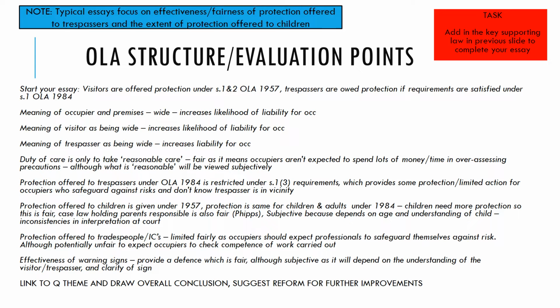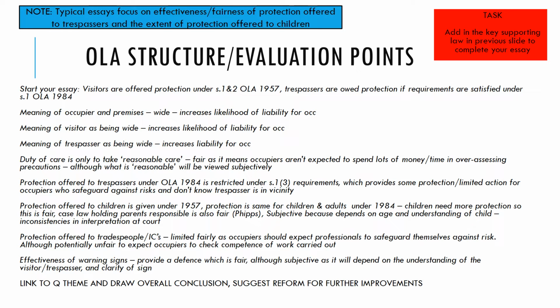However, they don't offer additional protection for children. Perhaps that's unfair because children are more likely to trespass. So you could turn that on its head and say maybe there needs to be more protection for children. There's probably quite a lot you can write there in a paragraph. Remember, if you need to pause and write these things down, please do. The protection offered to children is given under the 1957 Act. And as I've said here, the protection is the same for children and adults under the 1984 Act. Children need more protection, so this needs to be fair.